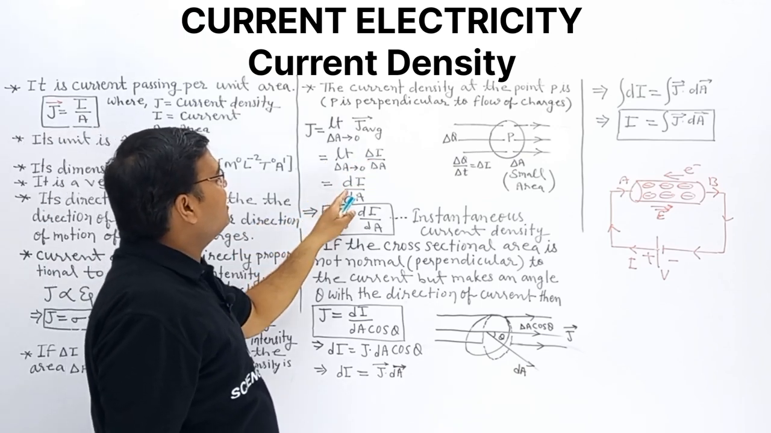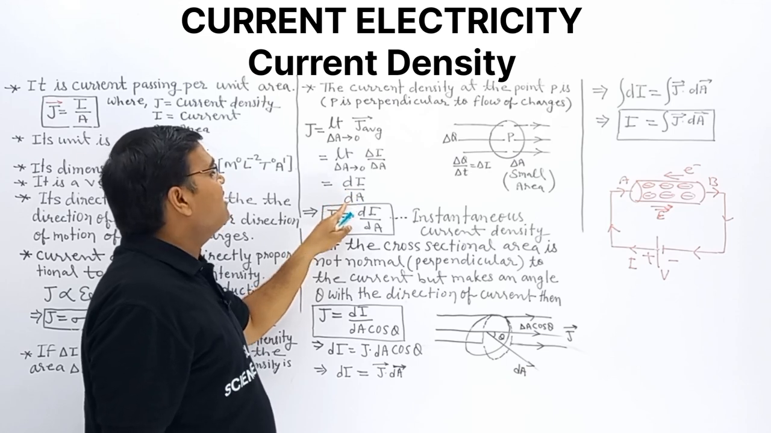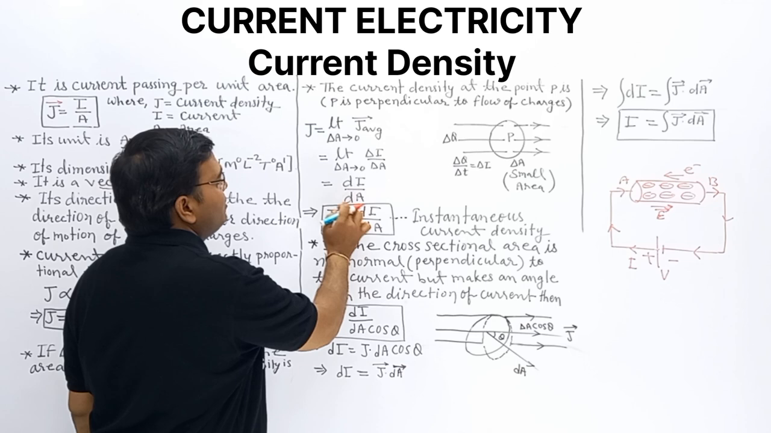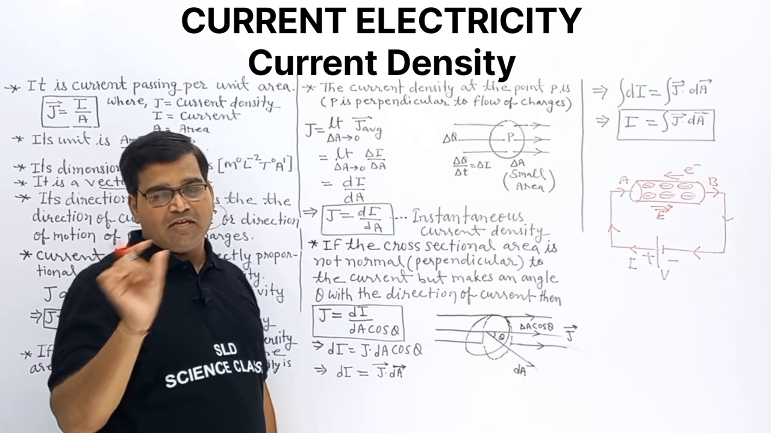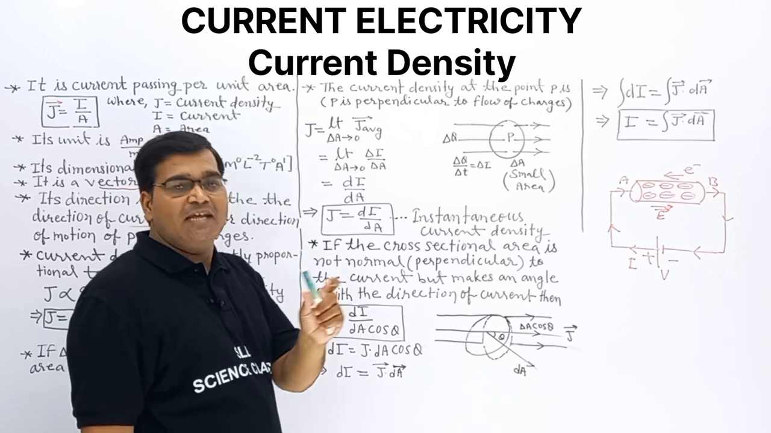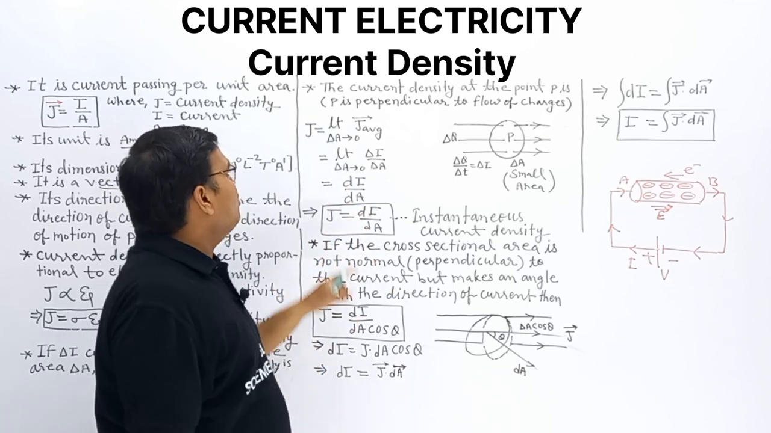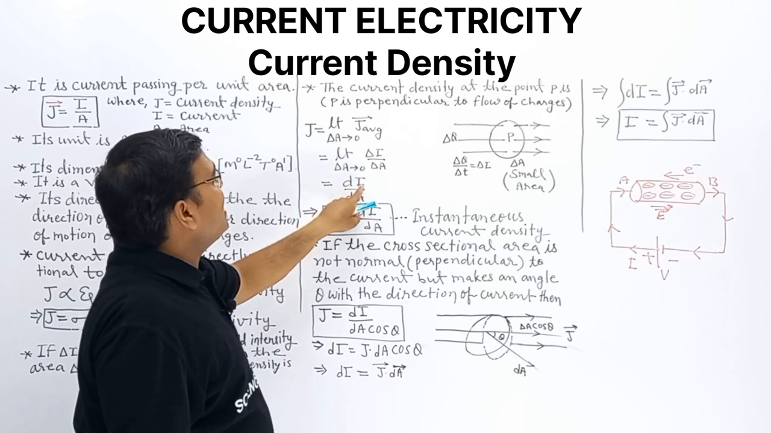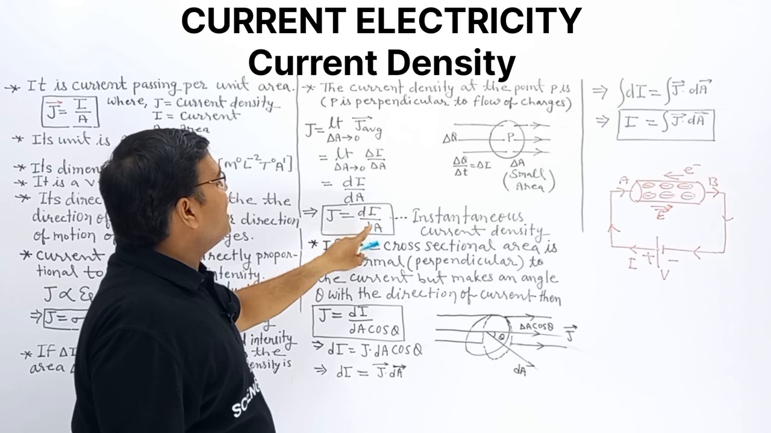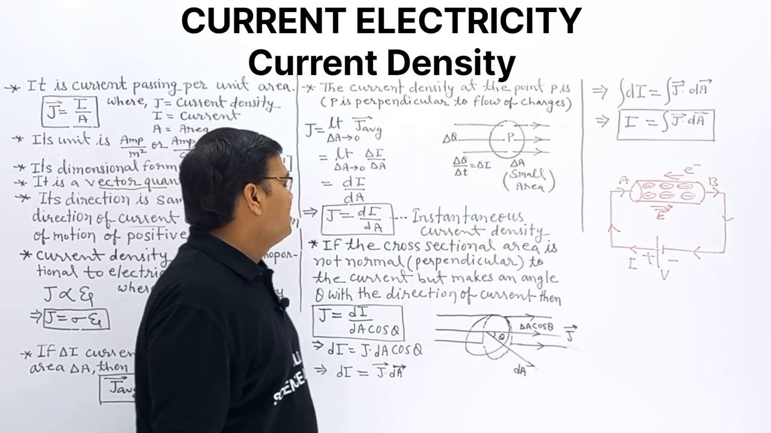When we solve, delta is converted into d, so di by dA. It means what? di is the change in current upon the change in area. If two areas and currents are given, then we can use this one. So current density equals di upon dA. Clear? So J equals di upon dA will be the instantaneous current density.